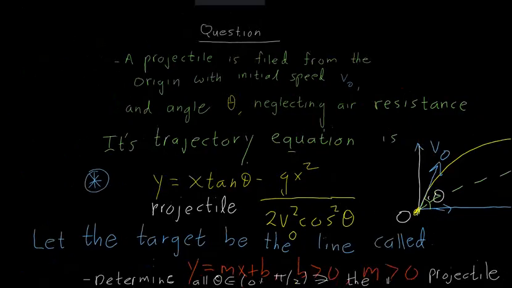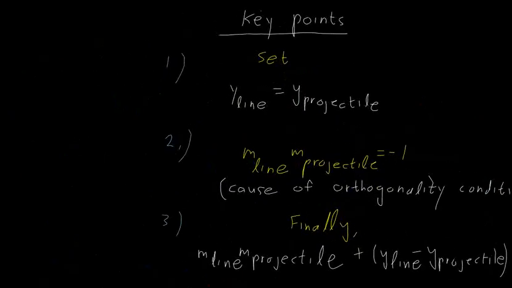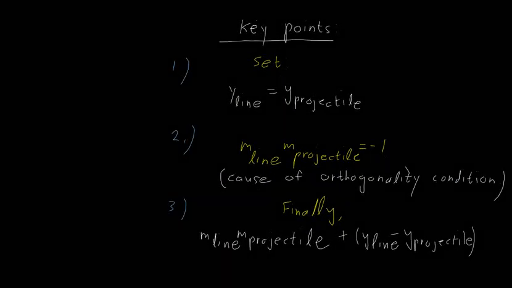We're going to say that y line equals y projectile. The equation of the line equals y projectile because the projectile's trajectory intersects the line. So we have to set the equations equal. Sure, but that only answers where do they meet. This part here only answers where the trajectory and the line meet. It doesn't answer how they meet.